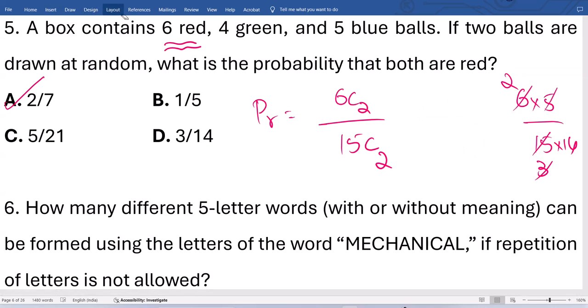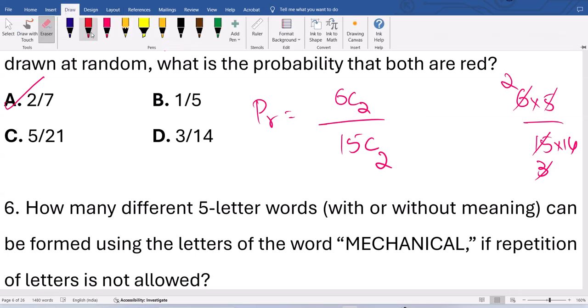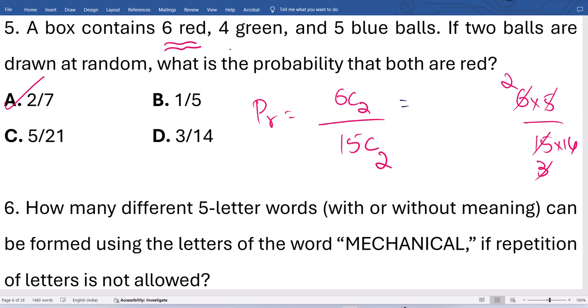Sir, how to calculate NC2, sir? NC2 is n into n minus 1 divided by 2 factorial. 15C2 is 15 into 14 divided by 2 factorial. 2 factorial is nothing but 2. I am writing directly. NC2 is n into n minus 1 divided by 2 factorial.